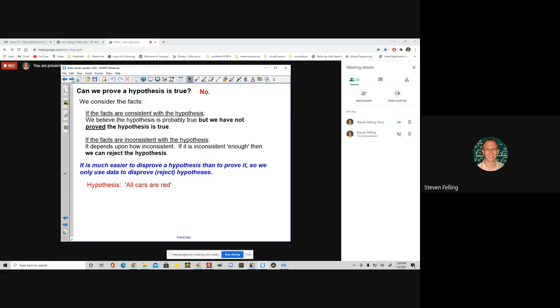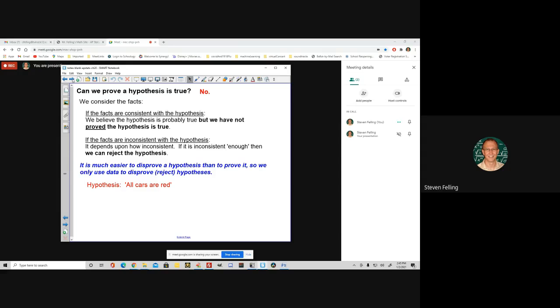Let me give you a simple, crazy example. Let's say that I made the hypothesis that all cars are red. To try to prove that would be very difficult because we would have to look at every single car that has ever been made in the entire world and verify that every single one of them is red. That would be very hard to do.